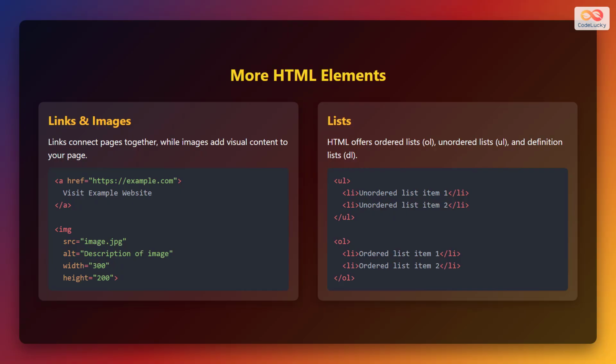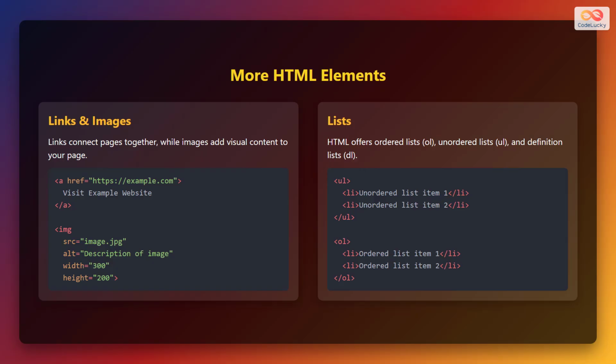Let's discover more HTML elements to enhance your web pages. Links connect pages together, allowing users to navigate between different parts of a website or even to external sites. Images add visual content, making your pages more engaging. The a tag creates a hyperlink, with the href attribute specifying the destination URL. The img tag embeds an image, with the src attribute pointing to the image source and the alt attribute providing a description for accessibility.